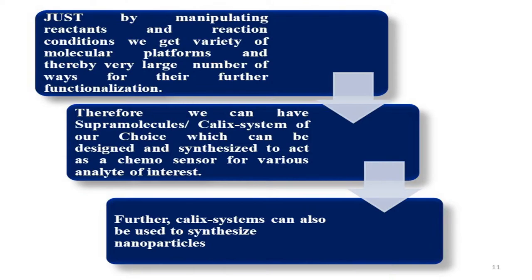And therefore, we can have a supramolecular calix system of our choice, which can be designed and synthesized to act as a chemosensor for various analytes. Just see the beauty: a phenol has some characteristics, but if you take resorcinol, the properties are entirely different, and these two OH groups are there. So likewise, we can functionalize these platforms the way we want, whether mono-functionalized with one functional group, or 2, 4, 8, 12. Even 12 functional groups can be appended to these moieties.